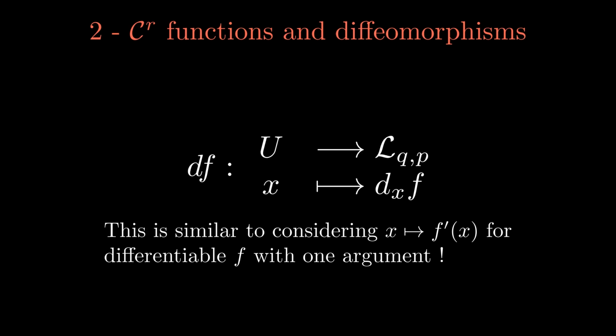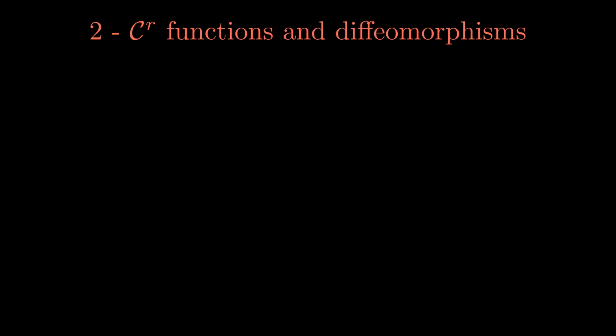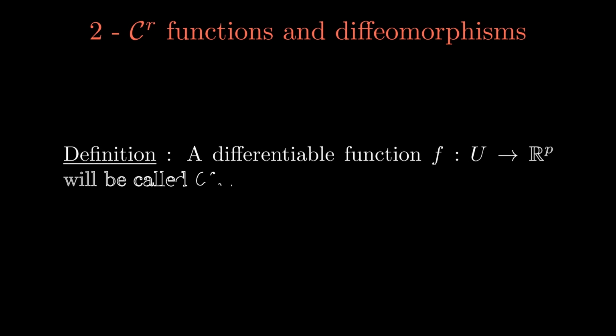We'll call this map the differential of f. The approach is similar to considering the derivative of f in the real case. We can in particular define a notion of regularity stronger than continuous. f will be called C^r if its differential is one order lower regular, so C^(r-1).